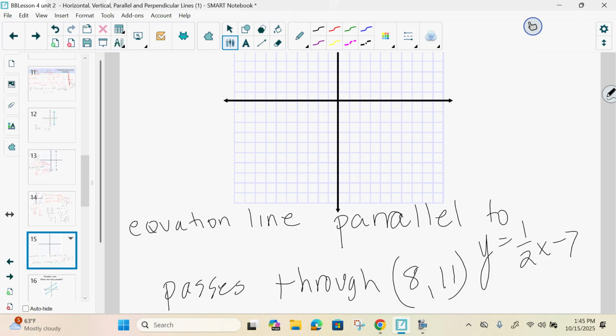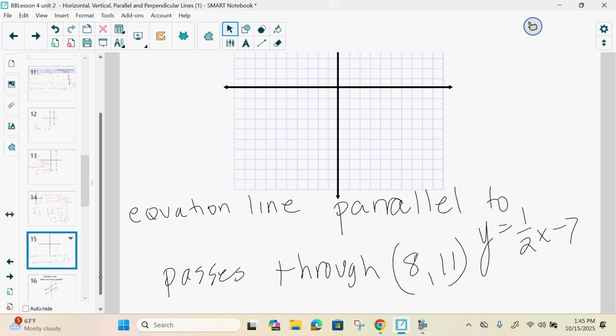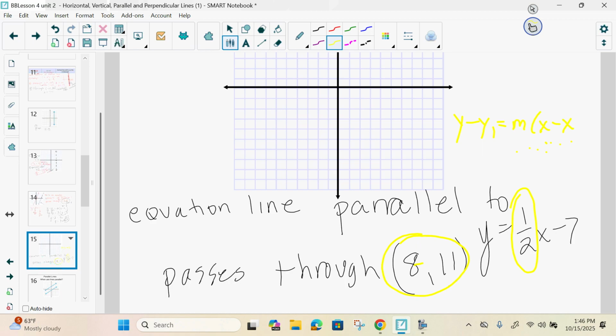Just to make sure everybody's doing the right thing, Harper, what's our slope? Our slope is 1/2. You're supposed to be drawing in yellow right now. Right, our slope is 1/2, and we're using this point, (8, 11). And we're doing y minus y1 equals m times x minus x1. So try to get the equation. I think I gave you a nice number so the fraction with the half shouldn't create an issue.